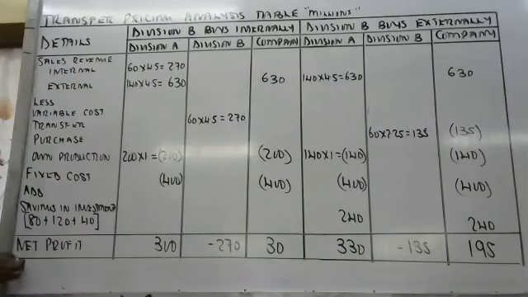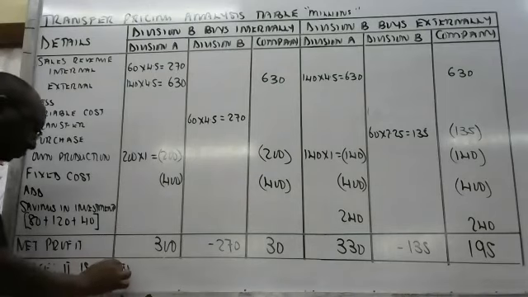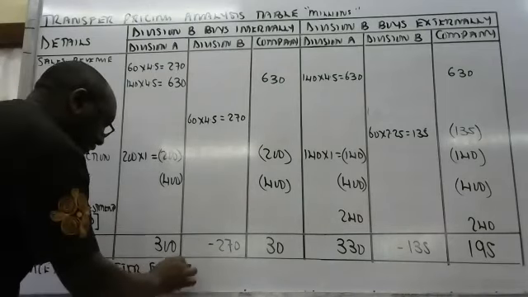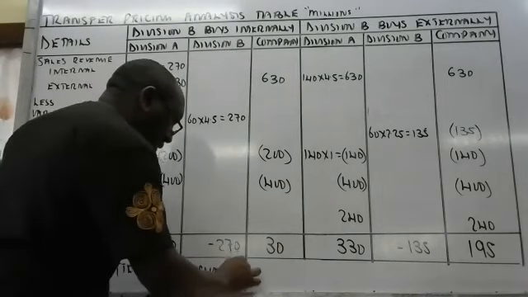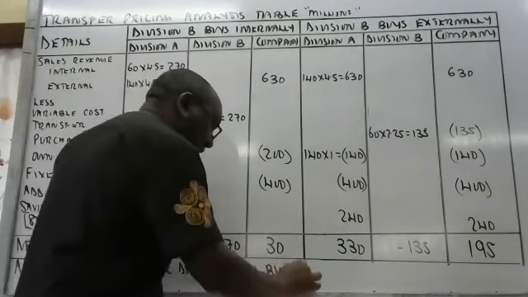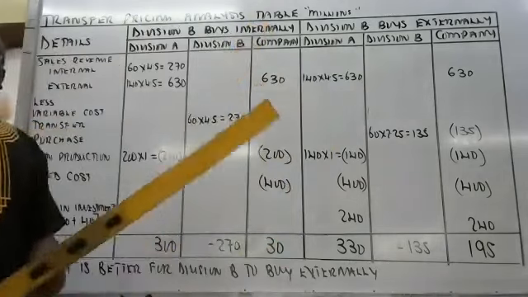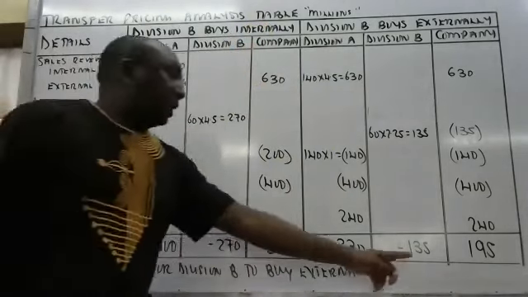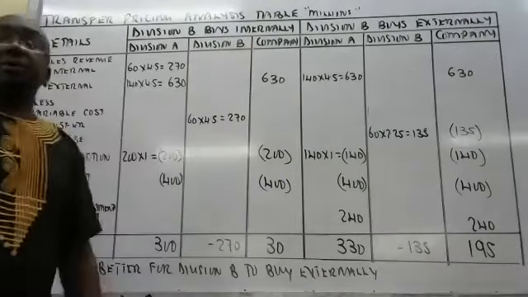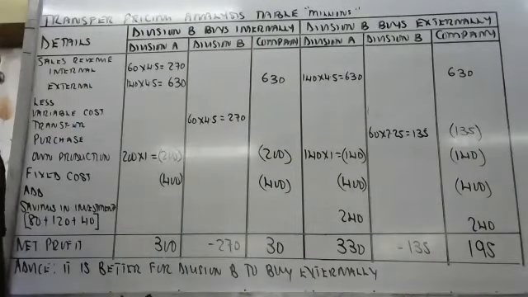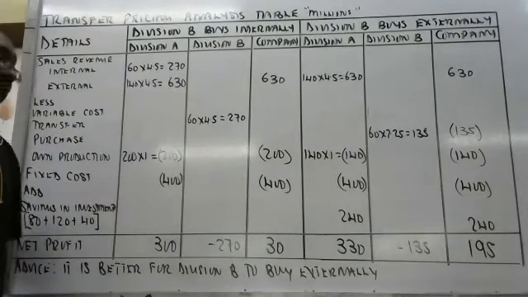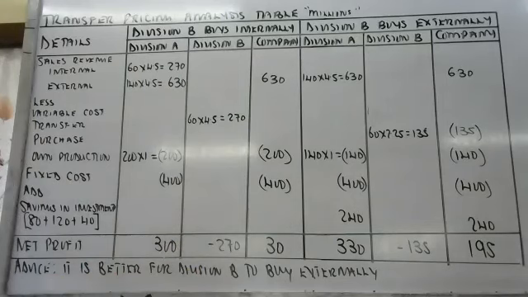So what do you advise? It is better for division B to buy externally. You can see the profit for the company is going up, rather it's going to 195 from 30. So it is better for them.